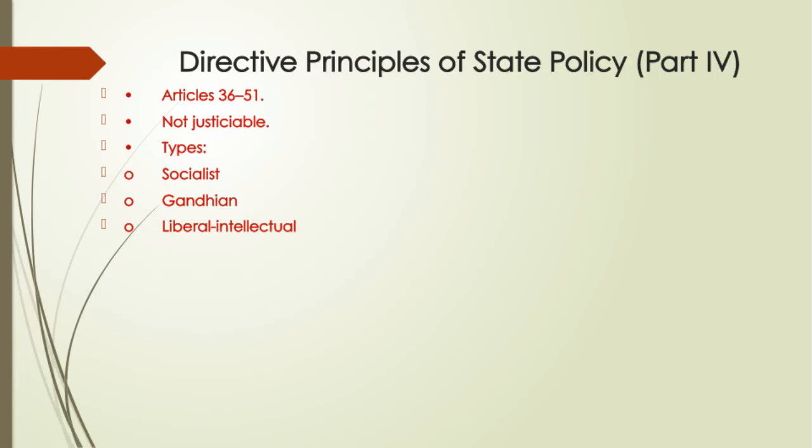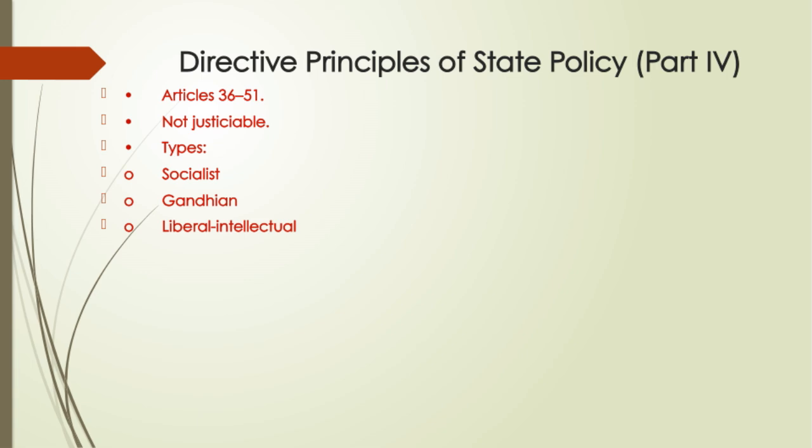Now, moving on to Articles 36 to 51, these are known as the directive principles of state policy, which are quite unique. They are not justiciable, meaning they cannot be enforced by the courts for their violation, but they serve as guiding principles for the government. These articles aim to establish a welfare state by guiding policy decisions.